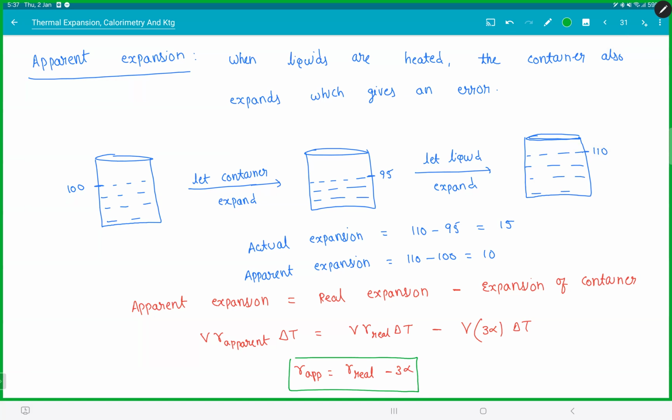So if gamma real becomes equal to 3 alpha, then it is as if the liquid never expanded. Means whatever amount the liquid expands, the container also will expand with the same amount. This gives you an illusion, meaning the reading, right? If this is 100, this also will show 100 in the final answer. So gamma apparent or apparent expansion is expansion with respect to container. I'll show you a problem on this. That will give better clarity.